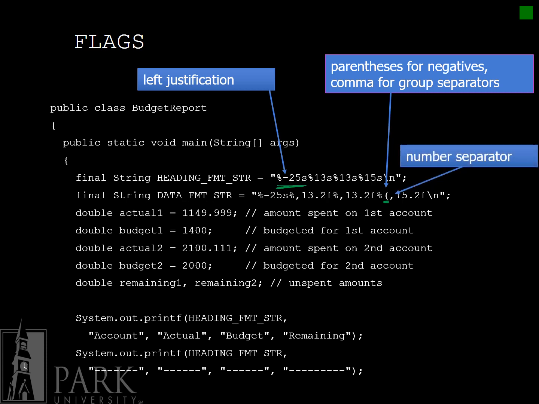We also have the comma number separator flag right here, right? This tells us that we are going to separate our digits in groups of 3 using a comma. Now, if you're set up to a European standard, then it's going to be, I believe, a decimal. Okay.